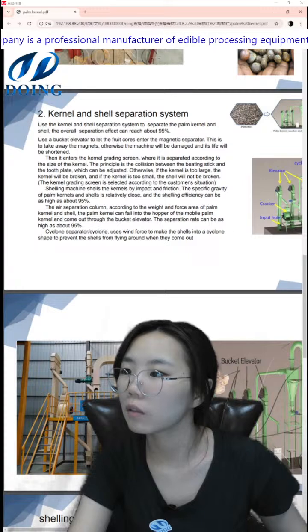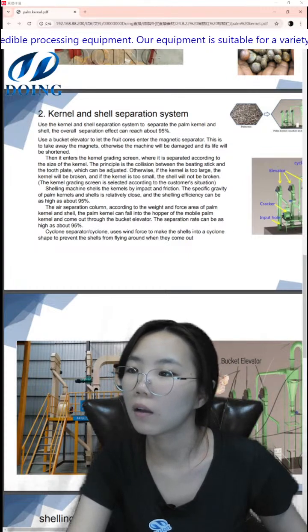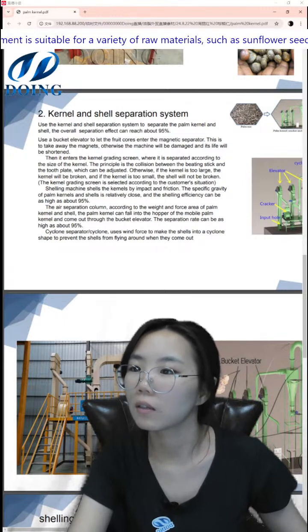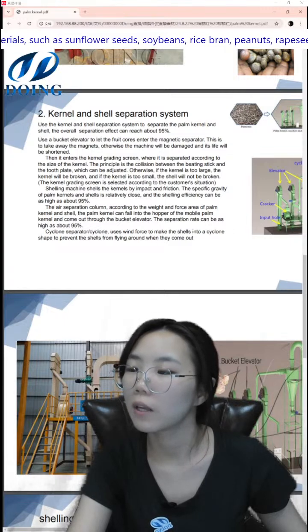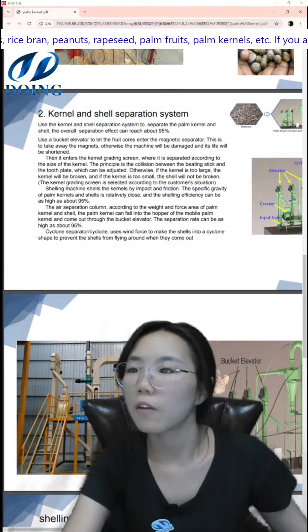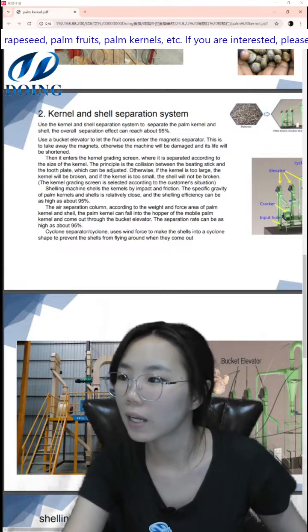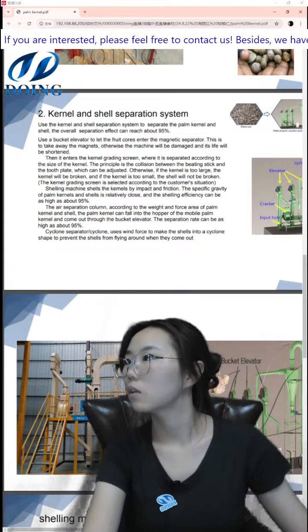The shell machine separates the shell from the kernel by the input, and the specific gravity of the palm kernel and shell is relatively close, and the separation efficiency can be as high as about 95%.